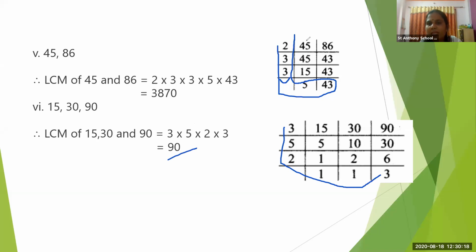If you want to find HCF, then take the numbers separately, do factorization and take the common numbers, that will be your HCF. And if you want to find LCM, then take the group of numbers and do division by this method, and then take all the numbers here and multiply. That would be your LCM. Understood? Understood everyone? Yes. Okay. Good.